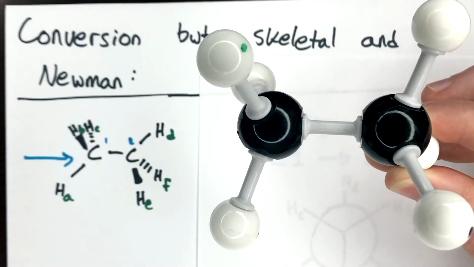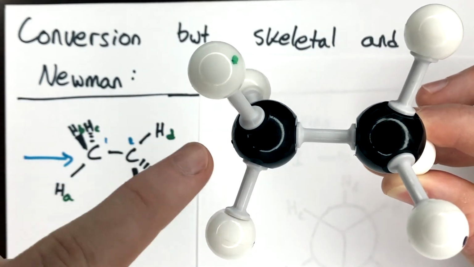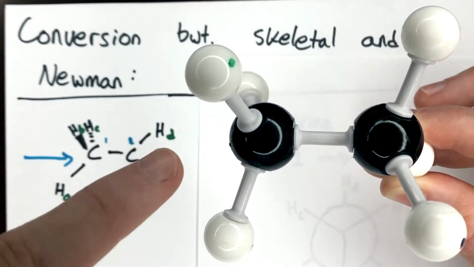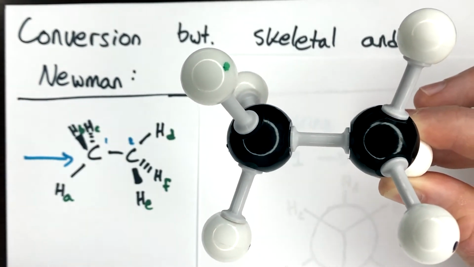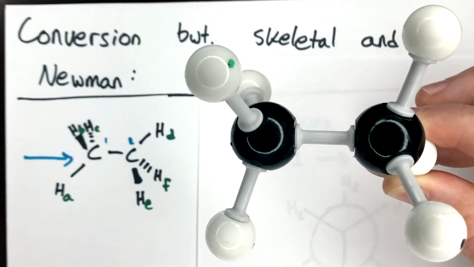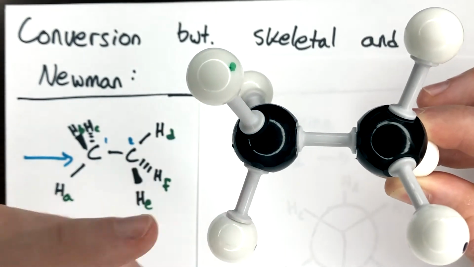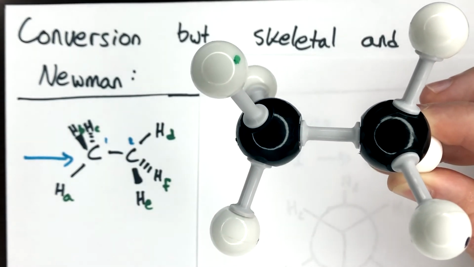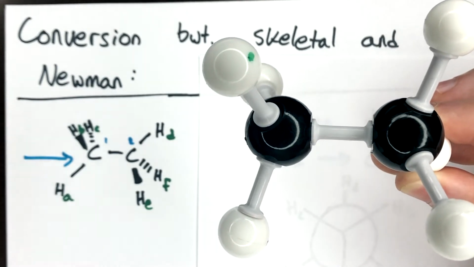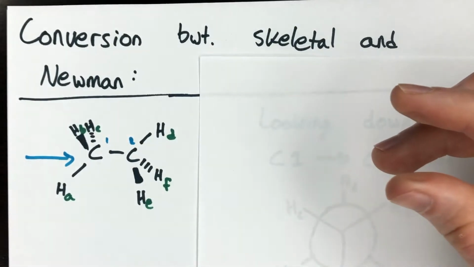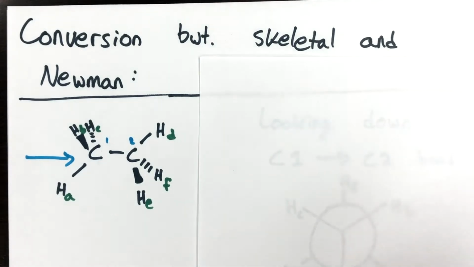Now, one point I want to make here is that usually you don't see carbon-hydrogen bonds so long. In molecular models, they usually have a much smaller bond length. I have that, but I'm choosing to use this one just to show you how the Newman structures can come from the skeletal structures. Okay, so now we'll put the molecular model away for a second.